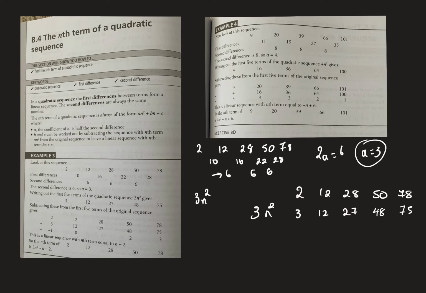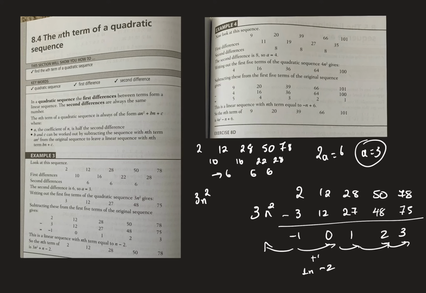So this is what we'll be doing in order to get these numbers. And what we do is, we take this away from each term of the original sequence. You've got -1, 0, 1, 2, and 3. And you're simply working out the nth term for this sequence. Now the nth term for this sequence is, what am I going up by? I'm adding 1, so that'll be 1n. And if I was going back, -2. So therefore it's 3n squared plus n take 2, which is exactly what we got for the previous method.